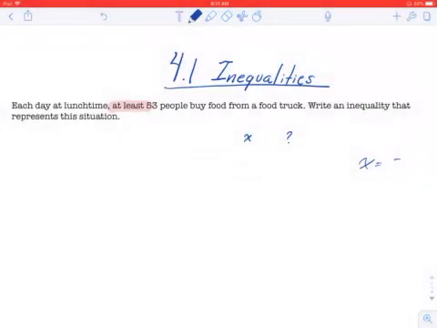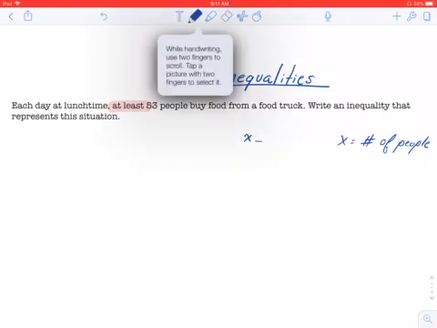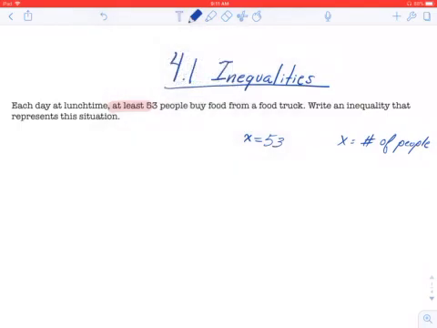So let's say that x is going to represent the number of people that come visit my food truck. So x equals the number of people. In this scenario, x is either equal to 53, or because I'm going to have at least 53 people, that means I can also have x, the number of people that come visit me, be greater than 53. So in that just small sentence here, at least 53 people, tells me that x is going to either be equal to 53 or is going to be greater than 53.